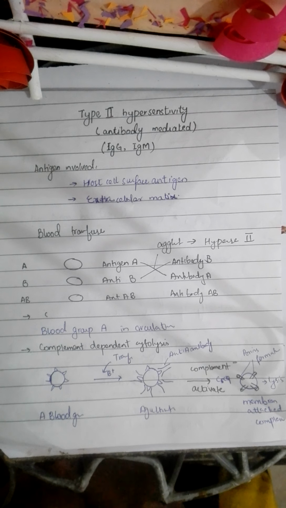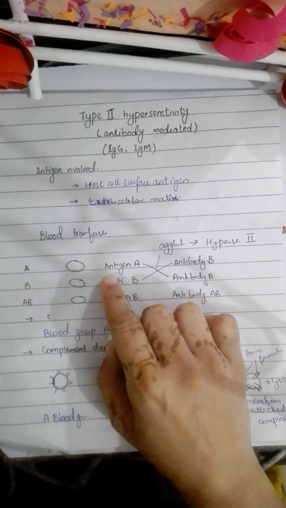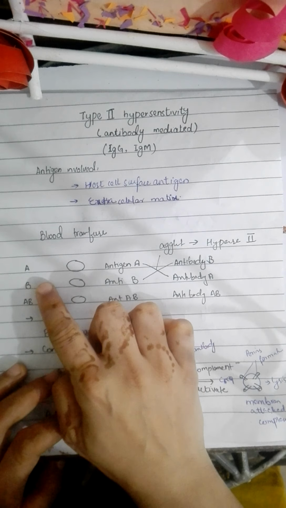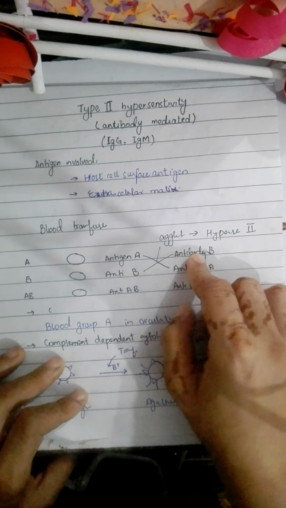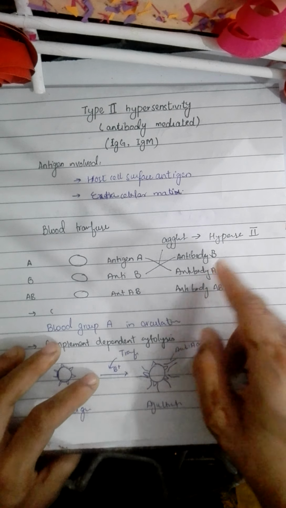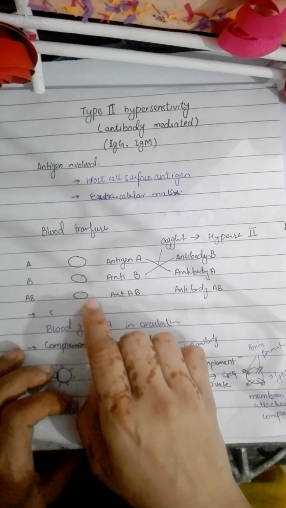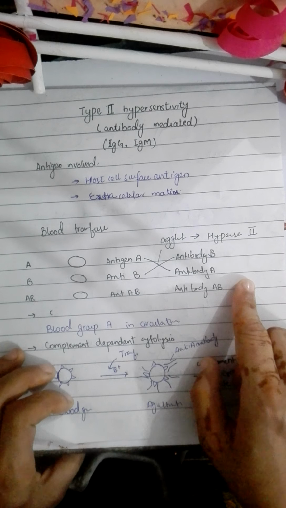If any mistake occurs and we transfuse blood group B to a blood group A patient, then type 2 hypersensitivity occurs. First of all, blood group A has antigen A and antibody B, blood group B has antigen B and antibody A, and blood group AB has antigen AB and no antibody.